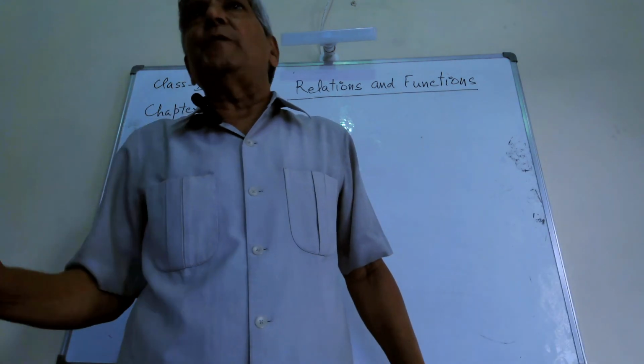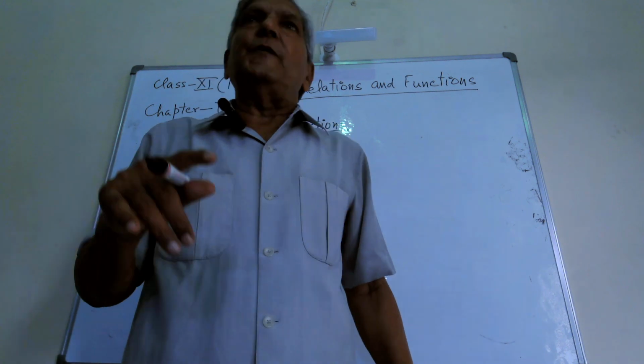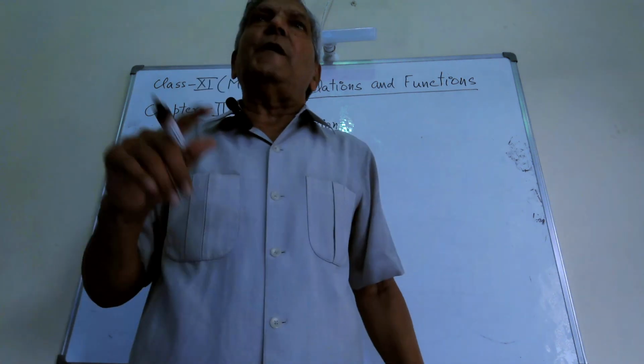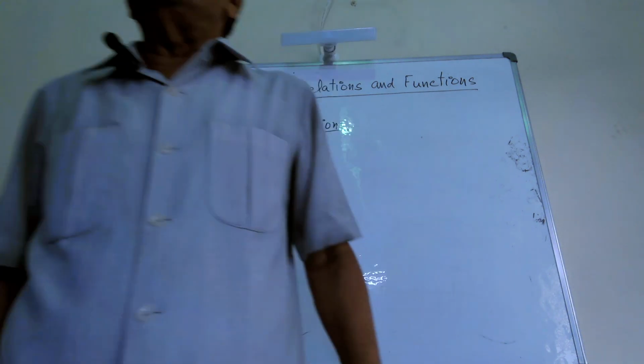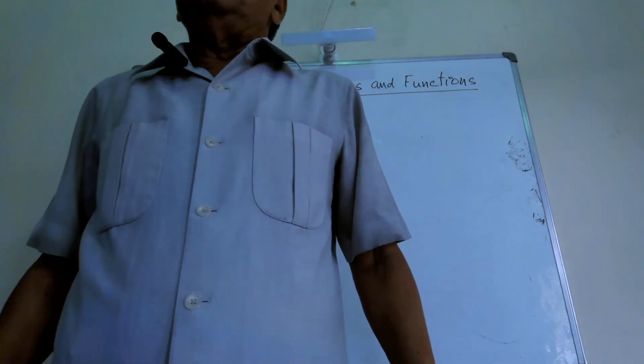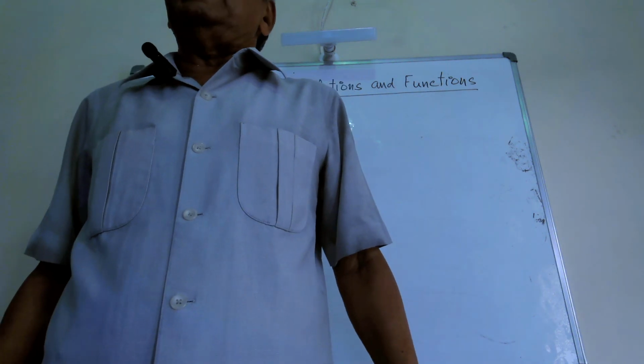I think the concept is very clear to you, my dear student. This was the third part. In first part, Cartesian product, second part, relations, and third part, functions. And one more part of this chapter remains. I will take that part tomorrow.